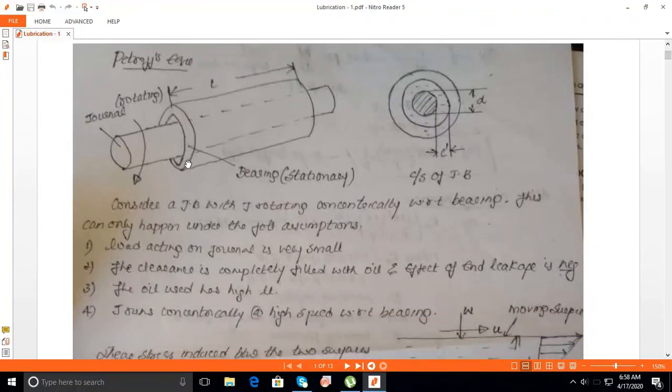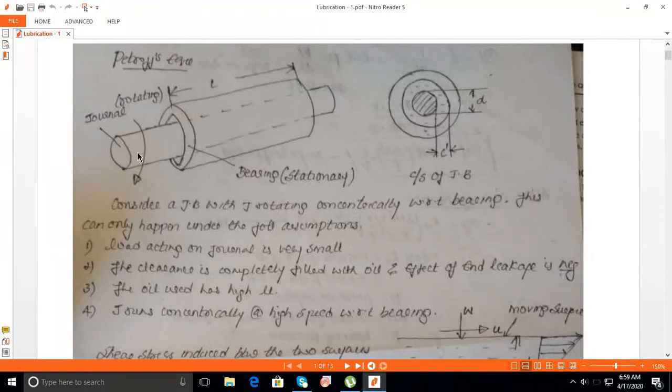The word full journal bearing indicates that the journal is completely covered with the bearing. So we call it a full journal bearing. If the journal is covered with the bearing over a particular angle, we call it a partial journal bearing. For the derivation, I am considering a full journal bearing where the journal and the bearing are concentric.